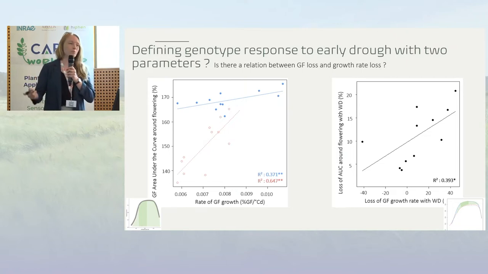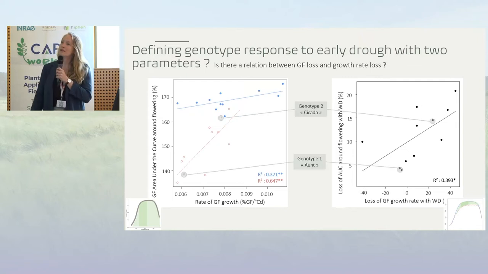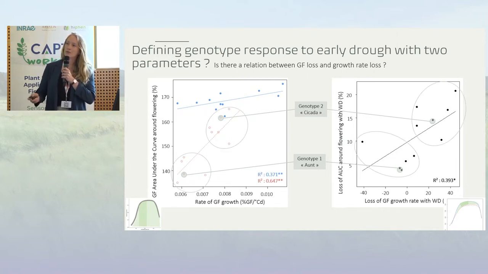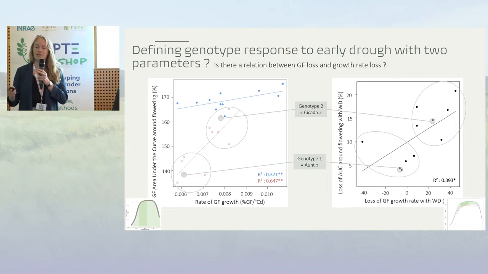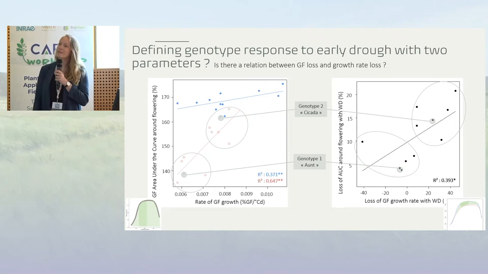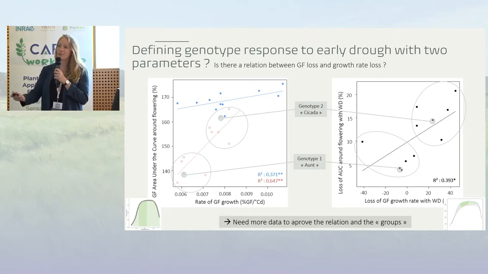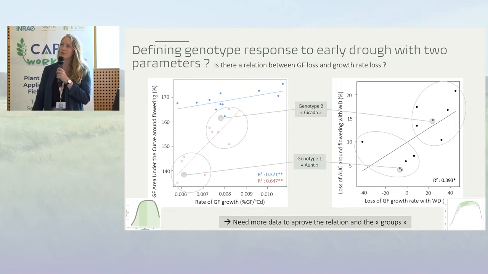And we think we can improve it with more genotypes. We can find back our ant genotype here and our cicada one. And statistically, we can also distinguish the two kinds of groups of behavior here. So this is interesting because we think we could use this kind of behavior to try to know which behavior will be the most interesting to use in any water deficit scenario. This is a clue. We need more data to approve the groups and their relation to the environment.